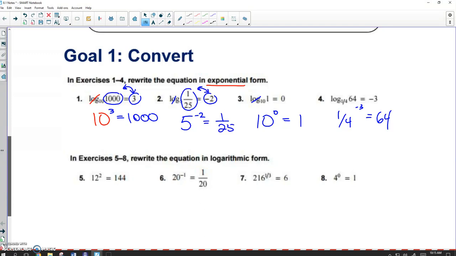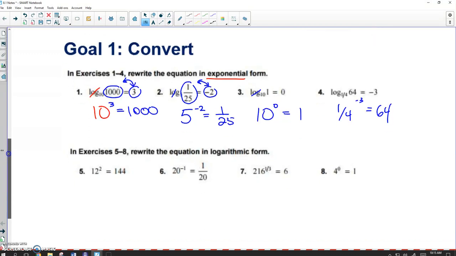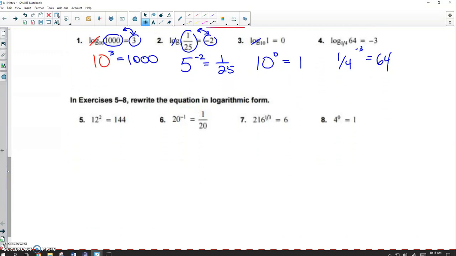The second part of this is to go the other way. So it says right here, in exercises 5 through 8, rewrite the equation in logarithmic form. So we want it to now be in log form, so it's got to say log. And then that 12, that becomes the little number on the subscript of the log. And then these two things, they just switch. So we put the 144 here, and we put the 2 right here.